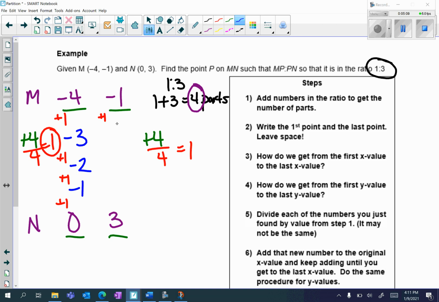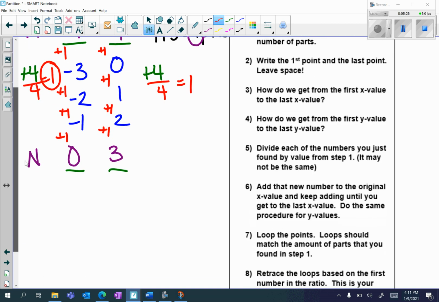That's going to give me 0. Add 1 again. It's going to give me 1. Add 1 again. It's going to give me 2. And then add 1 again. It's going to give me 3.